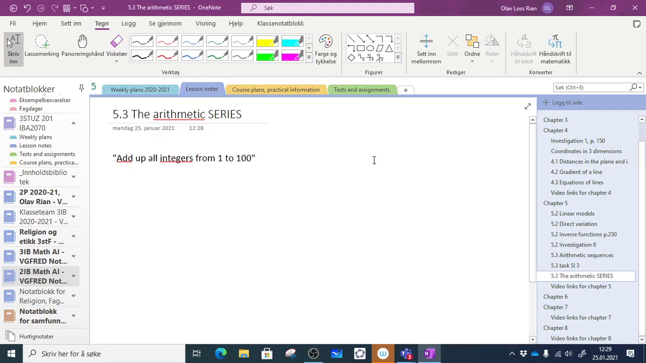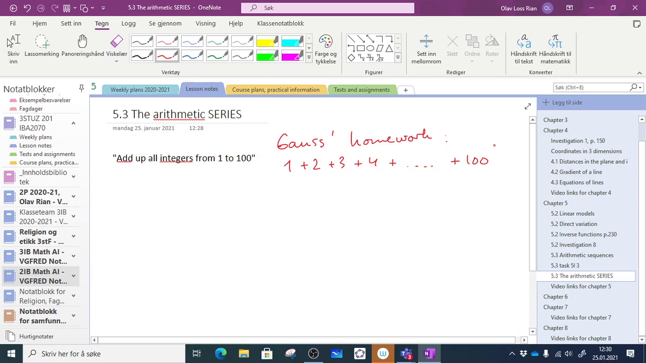All right. Okay. So the arithmetic series. Let's refer to this as Gauss's homework. When he was 7 or 8 years old, he was asked by his teacher to add up all the integers, or the natural numbers, from 1 to 100. So that means 1 plus 2 plus 3 plus 4 plus all the way up to 100.